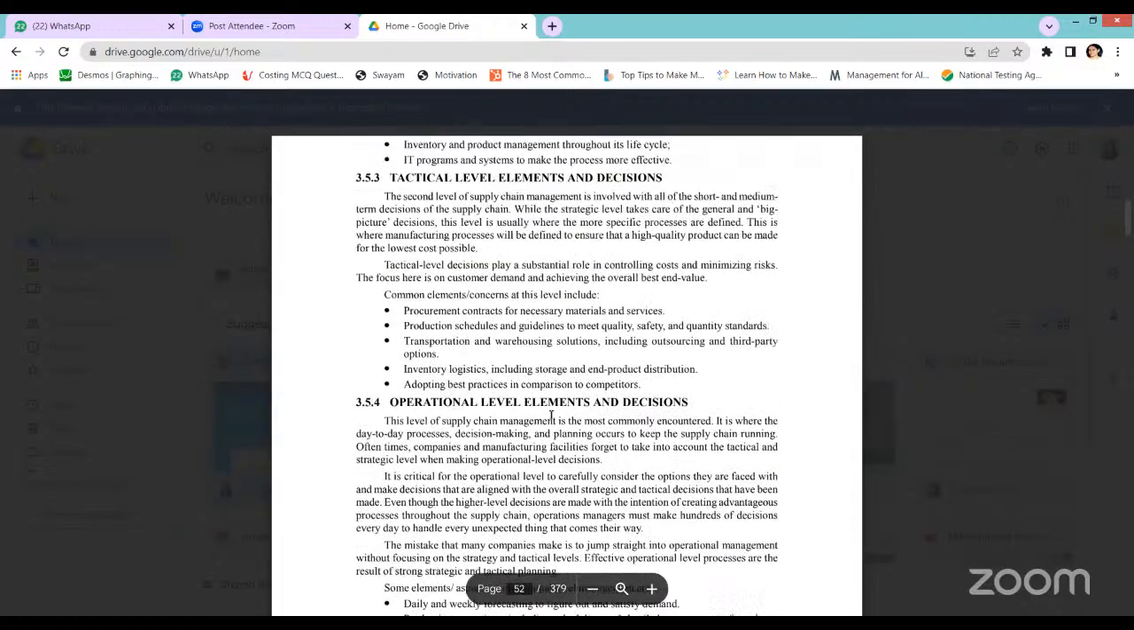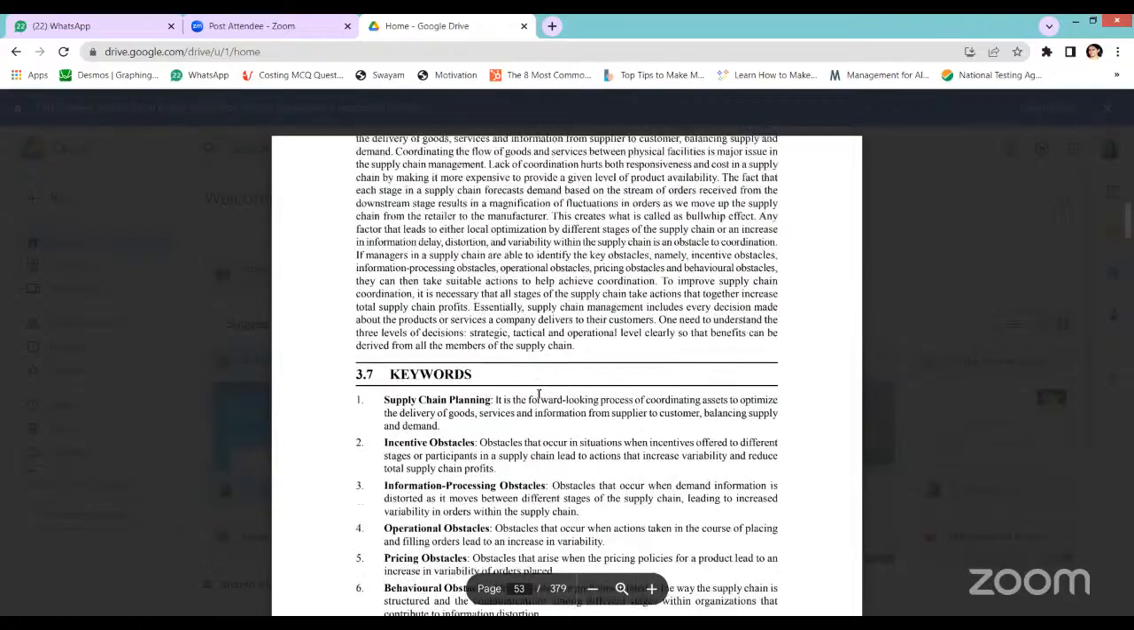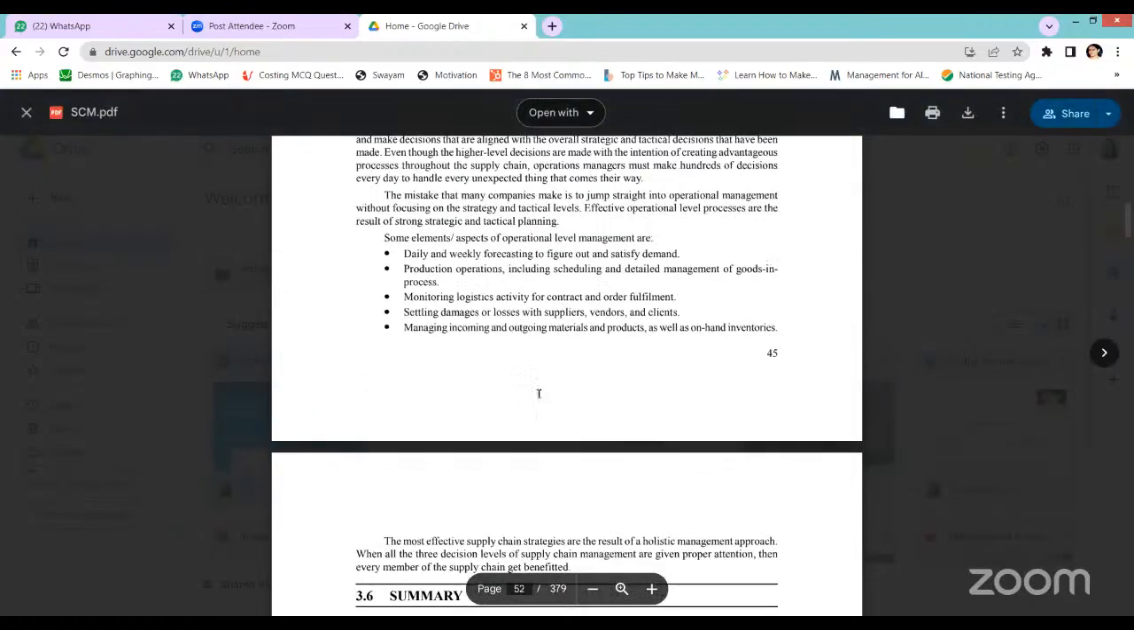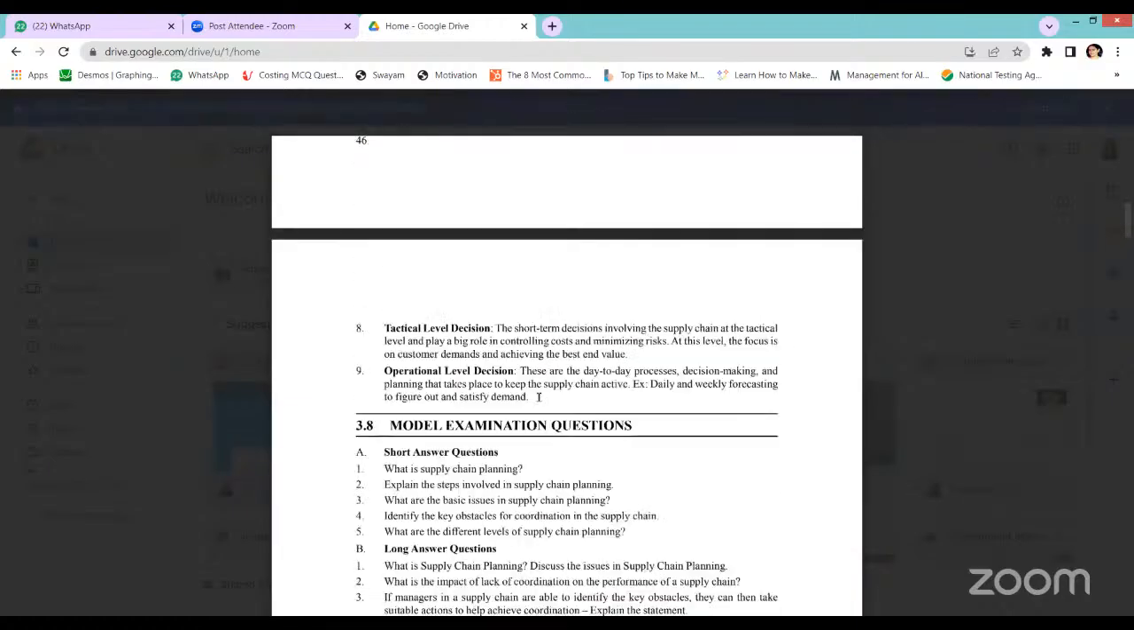And the next one here is tactical. Each of them is explained here. It's a long answer question that depends on operational obstacles. Learn the individual ones and simplify them while writing the long answers. Now let's move on to the next one.